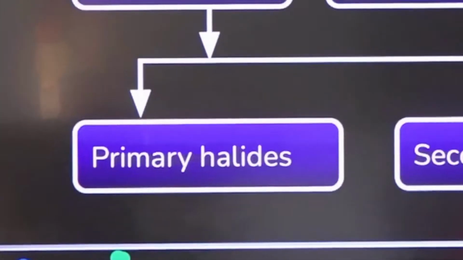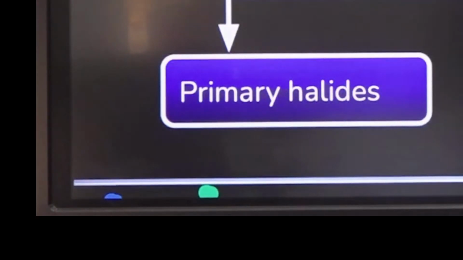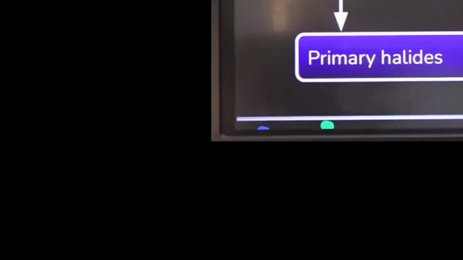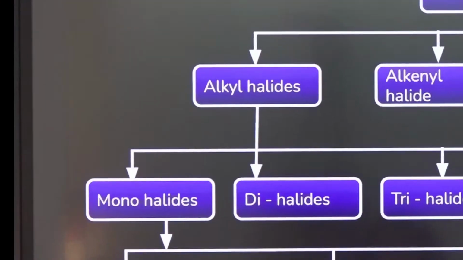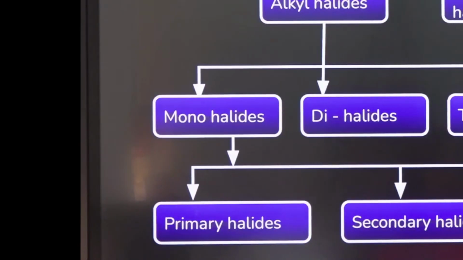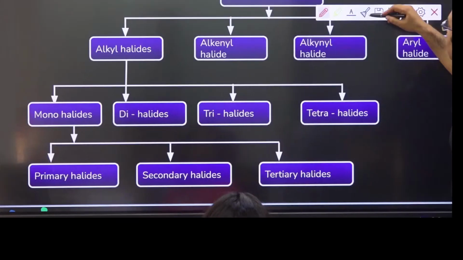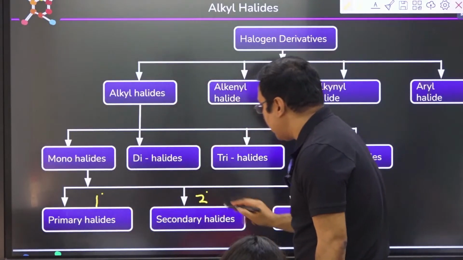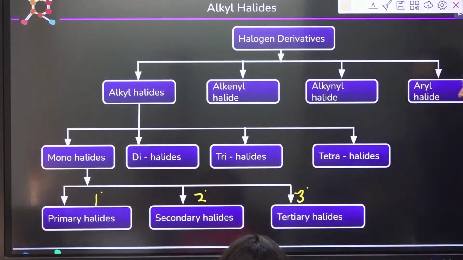So mono, di, tri, tetra is clear, everyone: 1, 2, 3, 4 chlorines. Now after that, mono is written as primary, secondary, tertiary. What is this primary, secondary, and tertiary? Primary, secondary, and tertiary is also known as 1 degree, 2 degree, and 3 degree. Write down one line for 1 degree.